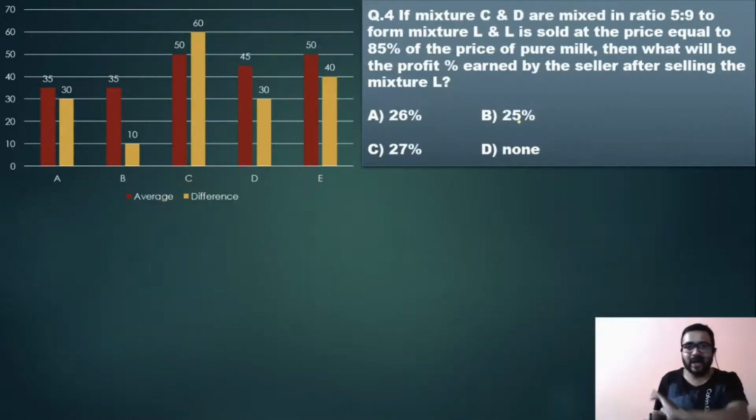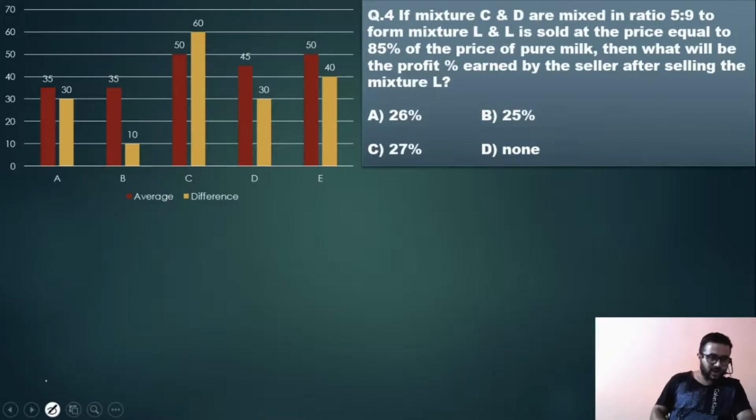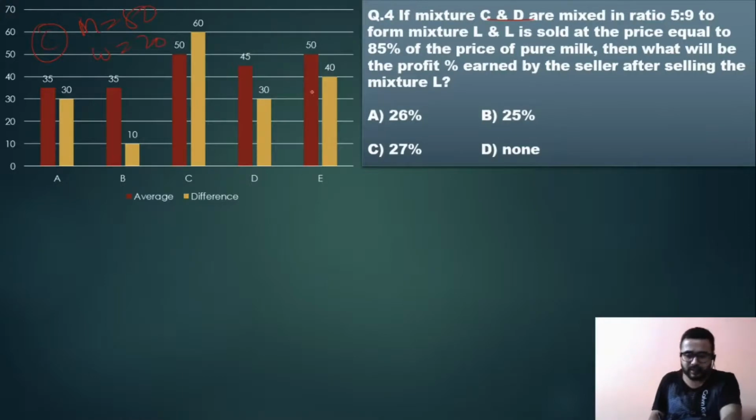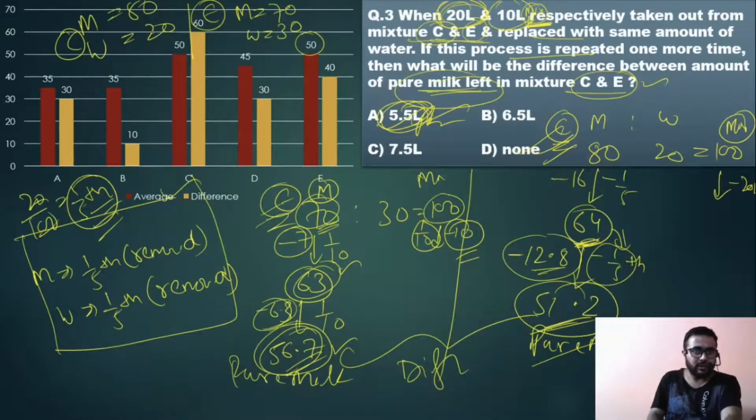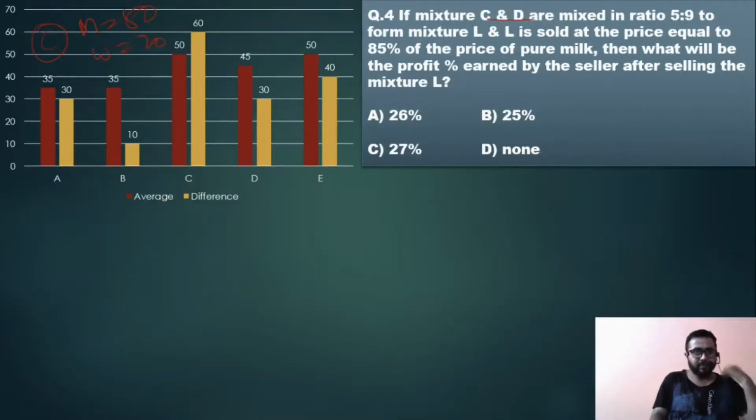Now move to the last question. This is the last question of this chapter, this DI. So what is in this DI? C and D. First of all, for C, your milk is 80 and your water is 20. I have already done this in this question. C: 80, 20. Now for D, you have to calculate. For D, your milk is just double. Double means 90 plus 30, 120. Just halve that, 60. Water will be 30.